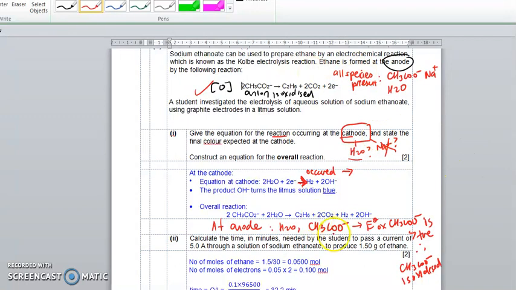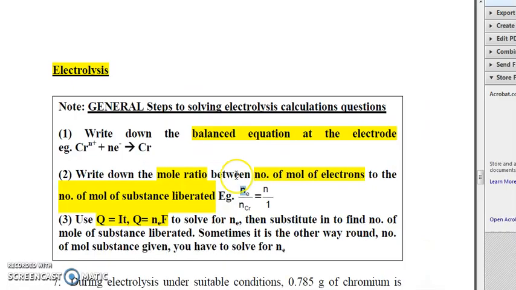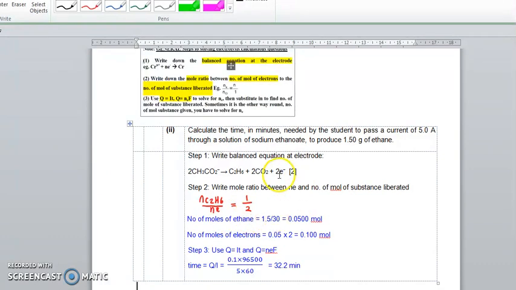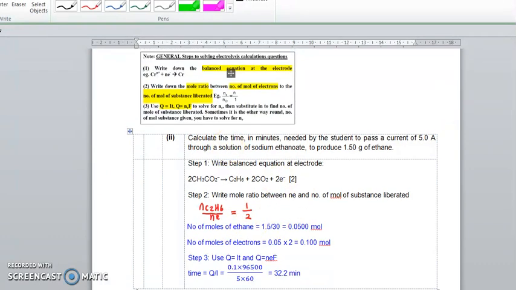If I want to produce this amount of ethane, what is the current that I need? I'm interested to find the current I. So what I do is I find the number of moles of ethane first. And then from this equation, very important, you go back and look at what we need to do: write down the balanced equation at the electrode. So let's do that first. Let's look at the calculations very quickly. First step, how to do electrolytic calculations: write the balanced equation at the electrode.